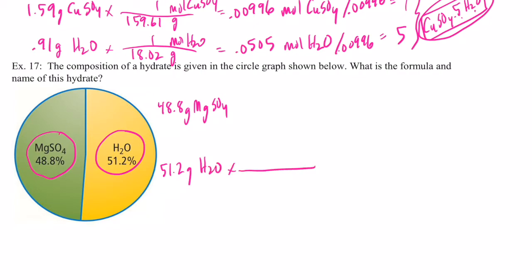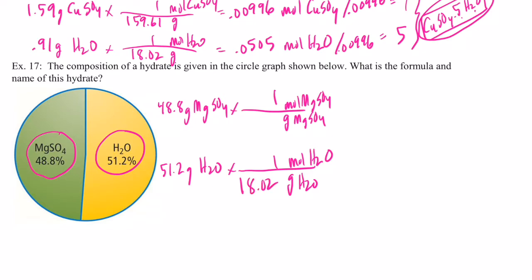Okay, you finish this problem off. Come back to the video. We'll see how you did. See you in a sec. All right, welcome back. We're going to have to go from grams of MgSO4 to moles of MgSO4 and grams of water to moles of water. 18.02 for water. Then we have to figure out the weight of MgSO4.